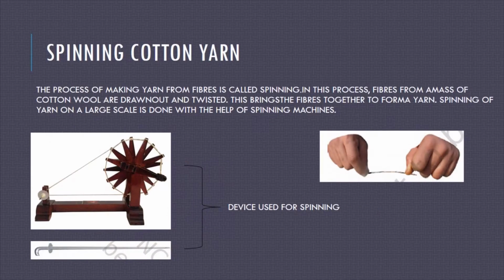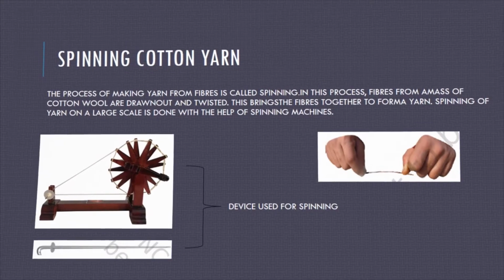Spinning cotton yarn. In our previous topic, we saw what are fibers and the types of fibers. Now we will see how to convert these fibers into a yarn. Fibers from a mass of cotton wool are drawn out and twisted. This brings the fiber together to form a yarn, and the process is called spinning. In olden days, takli and charkha are the two devices used for making cotton yarn. Nowadays, machines are used for making cotton yarn on a larger scale.